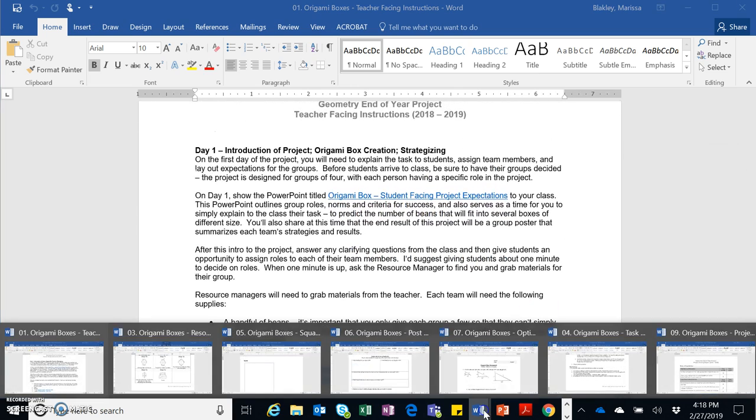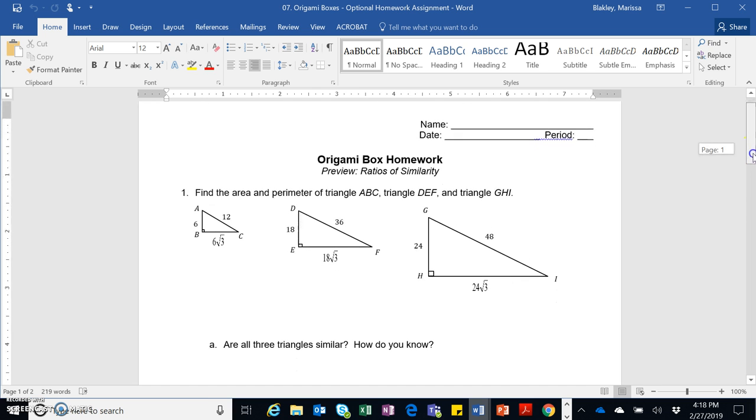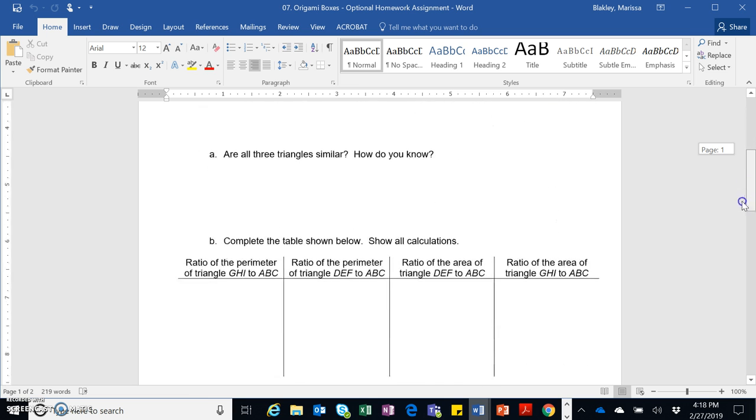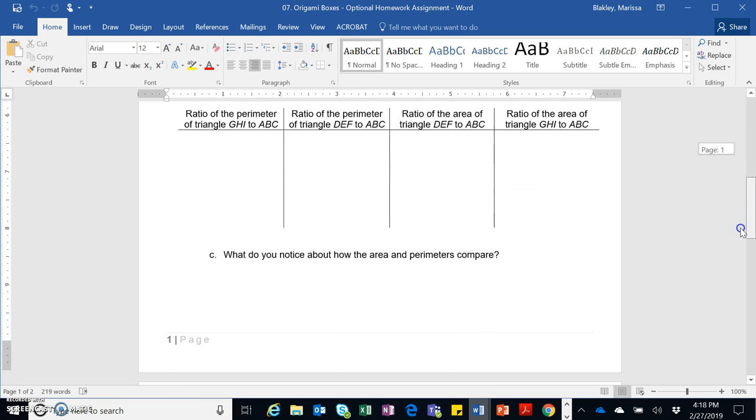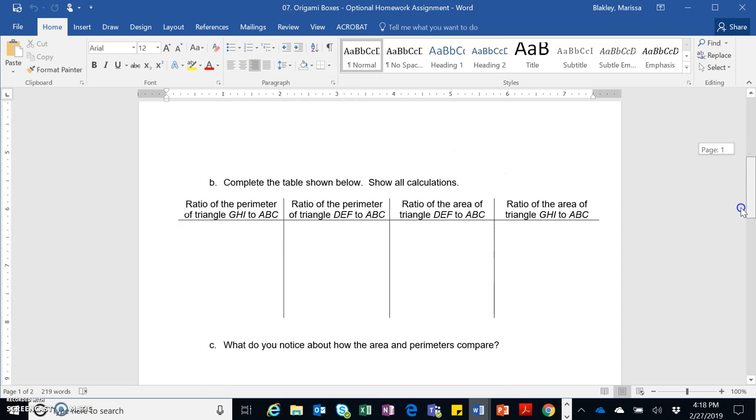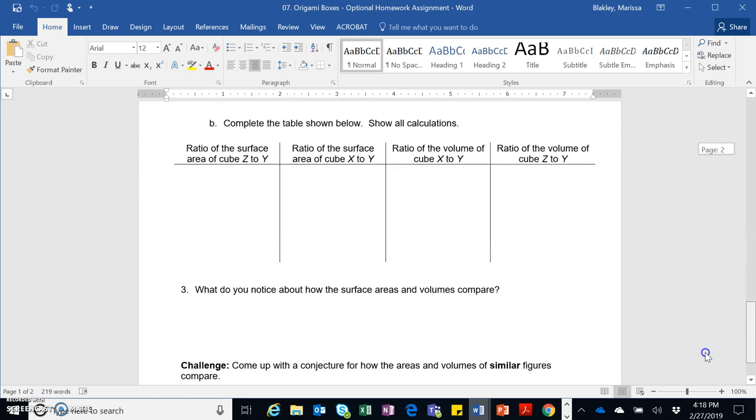There's also an optional homework assignment if you would like to assess the takeaways that students are gathering after this project over here. This is the 7th document, and this really just leads them directly to some of the relationships that exist between perimeters and areas of similar figures and then surface areas and volumes of similar figures.